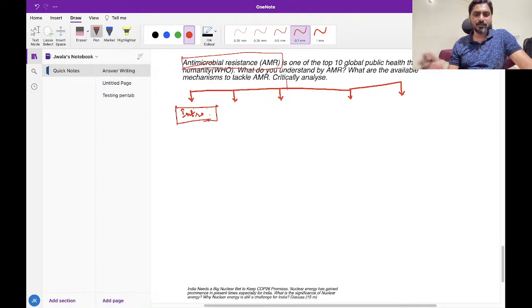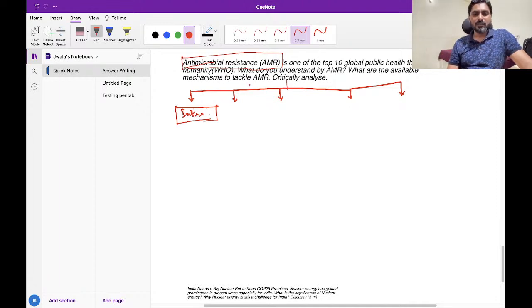See, these answer writing sessions will help you if you have some basic idea. If you have some basic idea, then we can delve into the answer writing. Otherwise it will take a lot of time to explain you all the concept related to AMR. Okay, so let us try to see how we can address this question.